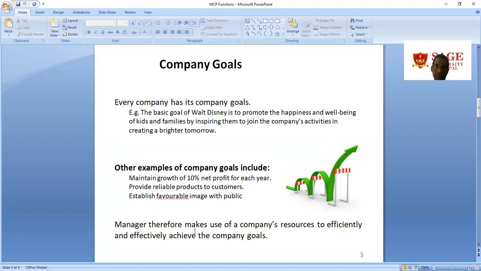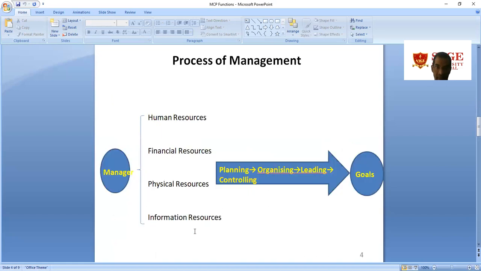Top management decides the objectives, or they analyze the goals of the organization. Then the process of management: how these functions work, what the steps will be, who will do what for achieving the goals. If you talk about managers, we classify resources in different categories: human resources, as I was talking about, financial resources, physical resources, and information resources. These are the resources we are going to use for achieving our organization's goal in a particular sequence, in a particular order.